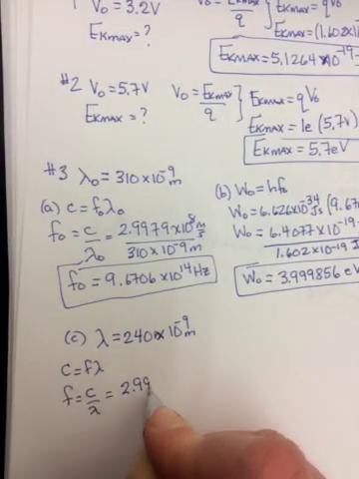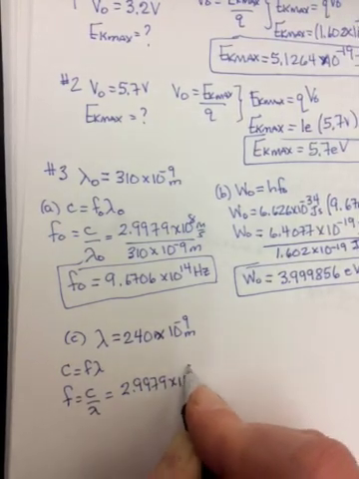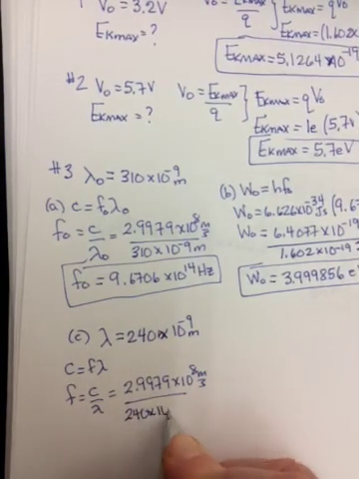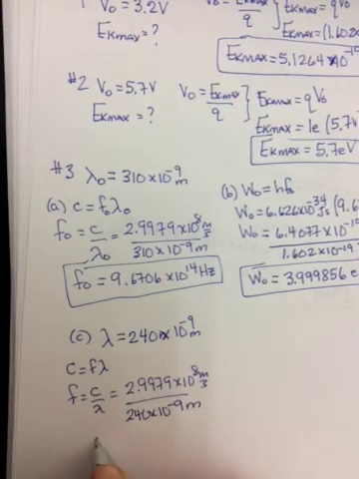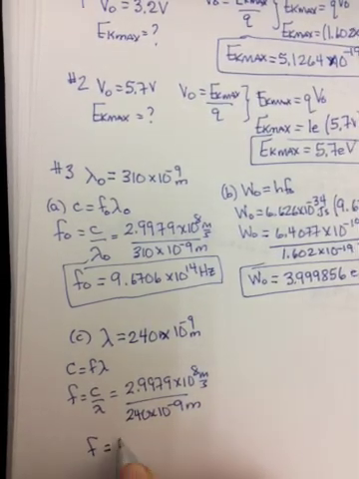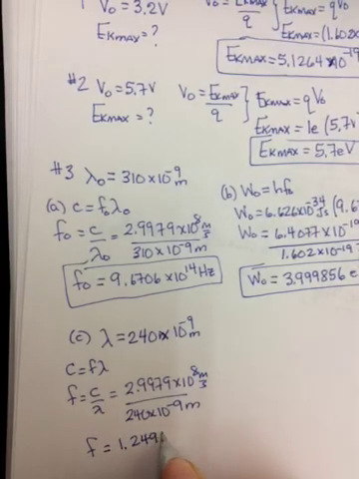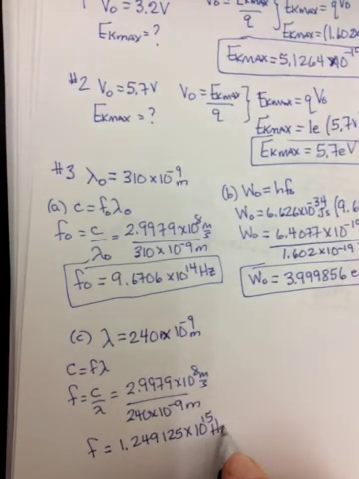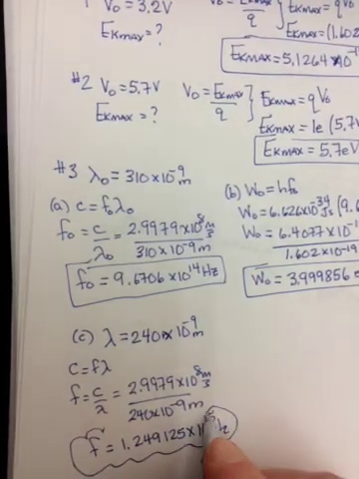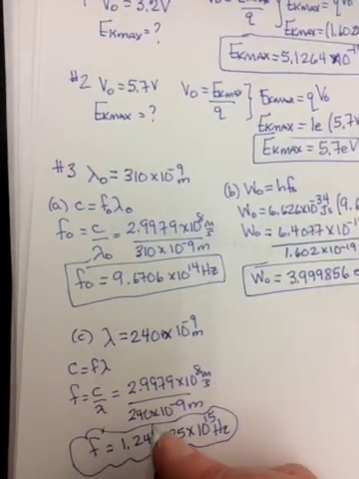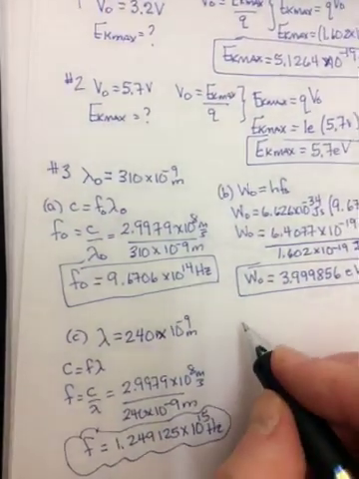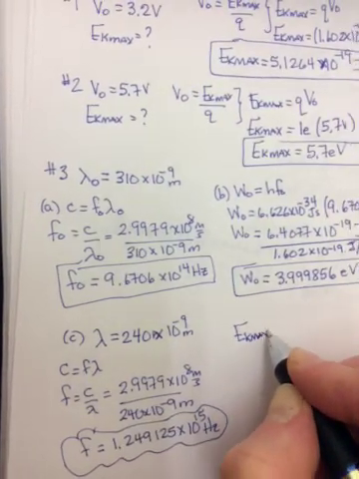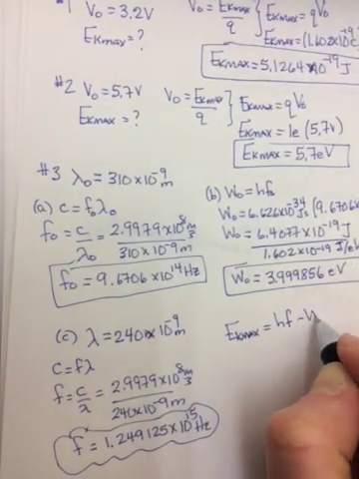So 2.9979 times 10 to the 8th meters per second divided by 240 times 10 to the negative 9 meters. And when you do this, you get an f of 1.249125 times 10 to the 15th hertz. So this is the frequency of the light coming in. And it wants to know what is the kinetic energy. So we need to go to our photoelectric effect equation. EK max is equal to h f minus W0.